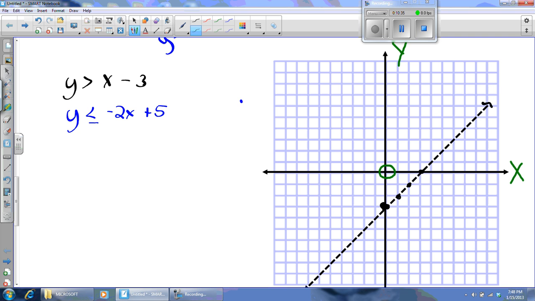Put an arrowhead on there. All right, I'm going to use a test point. I'm going to plug in 0, 0. 0 is greater than 0 minus 3. 0 greater than negative 3? You betcha. So I'm going to go ahead and shade where my test point is. My test point was the origin, so I'm going to shade this way, above the line, in other words.